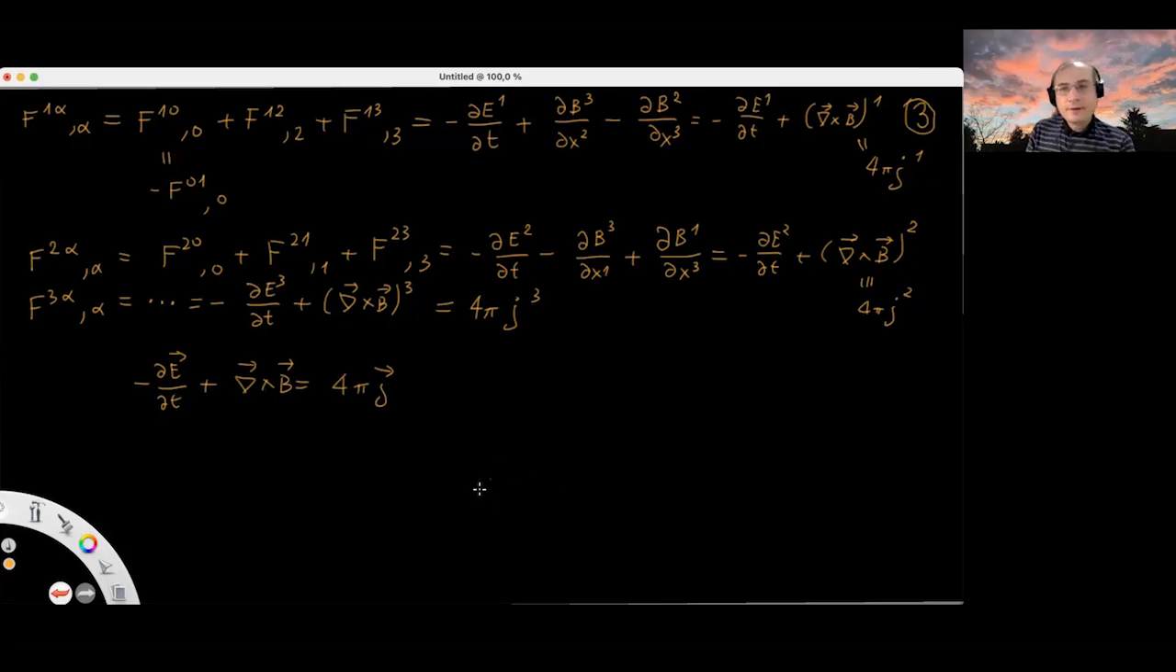Okay, is it clear? Okay, I hope it is. We have rediscovered two equations, the Gauss law and the equation for the curl of B. Now there is one more. This is not the whole story. In order to obtain the rest of the equations, we will have to consider the following.